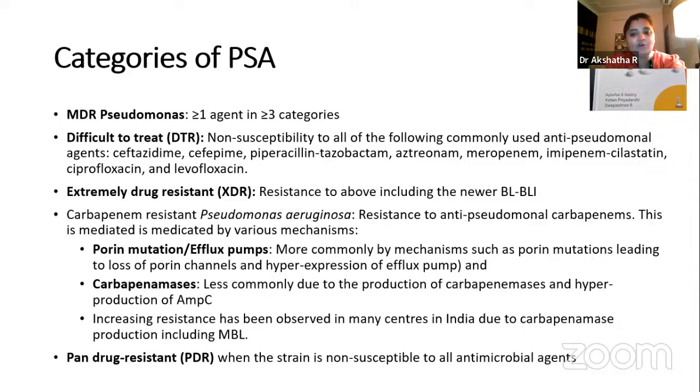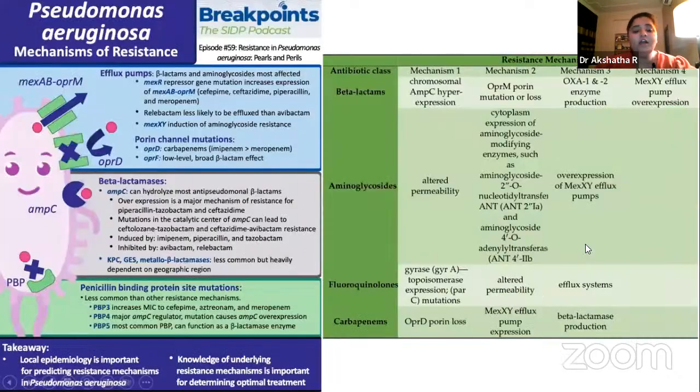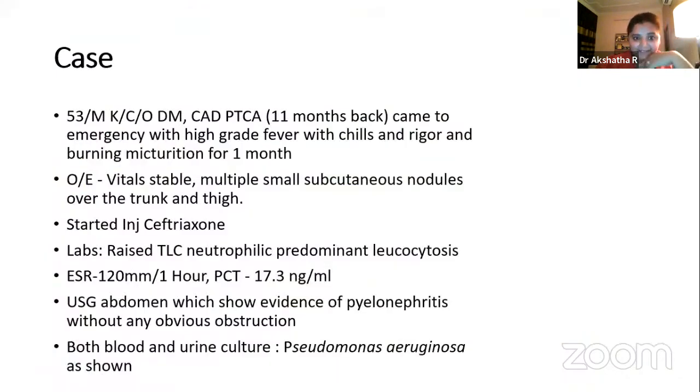The resistance mechanism in Pseudomonas aeruginosa, like in case of Enterobacterales, the carbapenemase was predominant, but when you look at Pseudomonas, it is other mutations like your porin and efflux pumps which are more common than your carbapenemase. But again, even in India, there is increasing carbapenemase production, including the MBL production. So this one I've already discussed in my previous webinar. So efflux pump mediated mutations, as well as your porin channel mediated mutations. So how do you identify? Also, I have discussed previously.